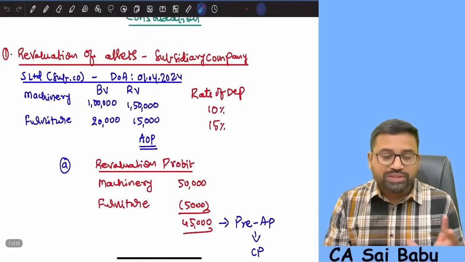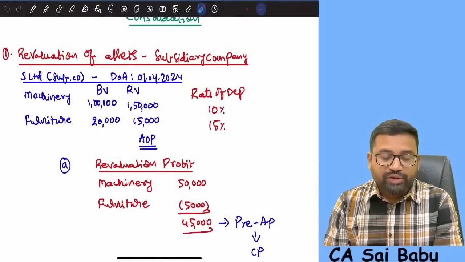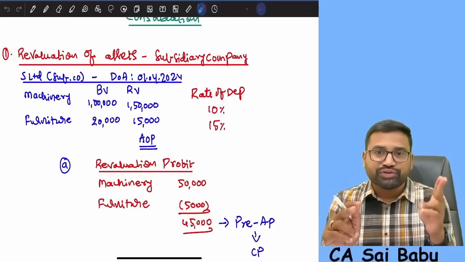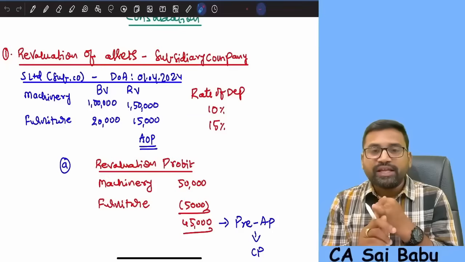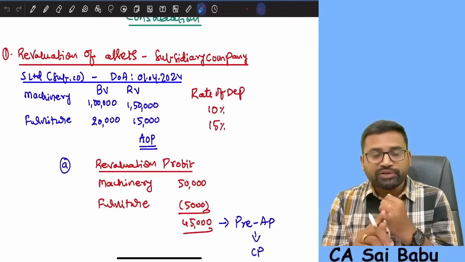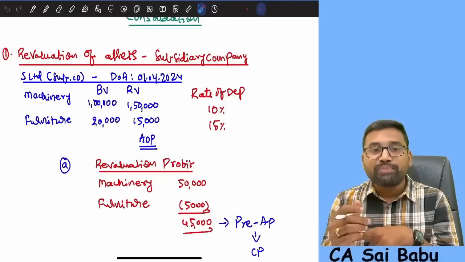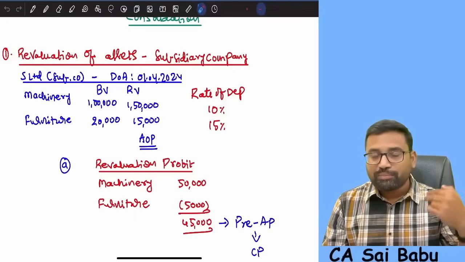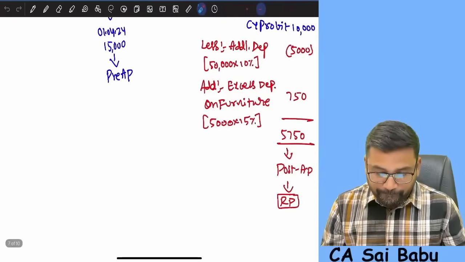So this is the most important adjustment when you are analyzing the subsidiary company reserves and surplus, if at all there is a revaluation of assets. So the simple thing is, two things you need to consider. One is any revaluation profit or loss: pre-acquisition profits, capital profits. Second, because of the revaluation, it is going to impact my post-acquisition profits. Additional depreciation or excess depreciation provided will be returned back.